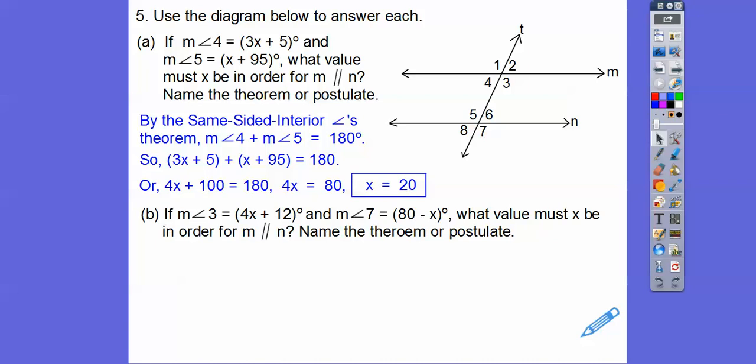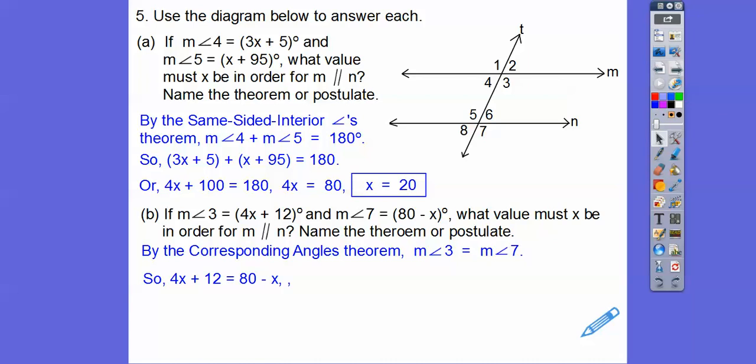Okay, all right, so this one says if 3 is equal to, let's go look at 3. Okay, so if 3 is 4x plus 12, and 7, okay, these guys are corresponding angles, and 7 is 80 minus x, what value must they be? So what we're going to do is corresponding angles, if they're equal to each other, then we can say these lines are parallel. So I'm going to set the 4x plus 12 equal to the 80 minus x right there. Okay, and then here I'm going to go plus x to get 5x. Here I'll go minus 12 to get 68, and that's okay, we get a fraction.